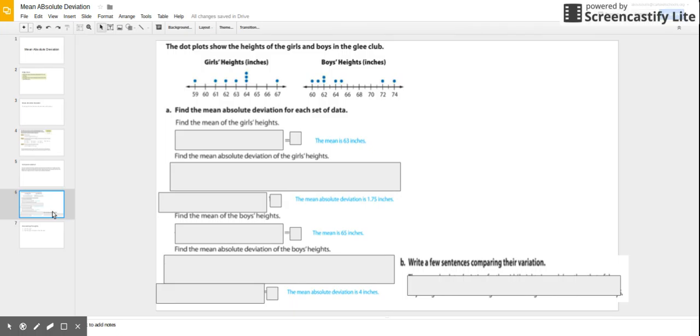The girls' heights in inches and the boys' heights in inches. So the girls are from like 59 to 67. The boys are from 60 to 74. Find the mean of the girls' heights.